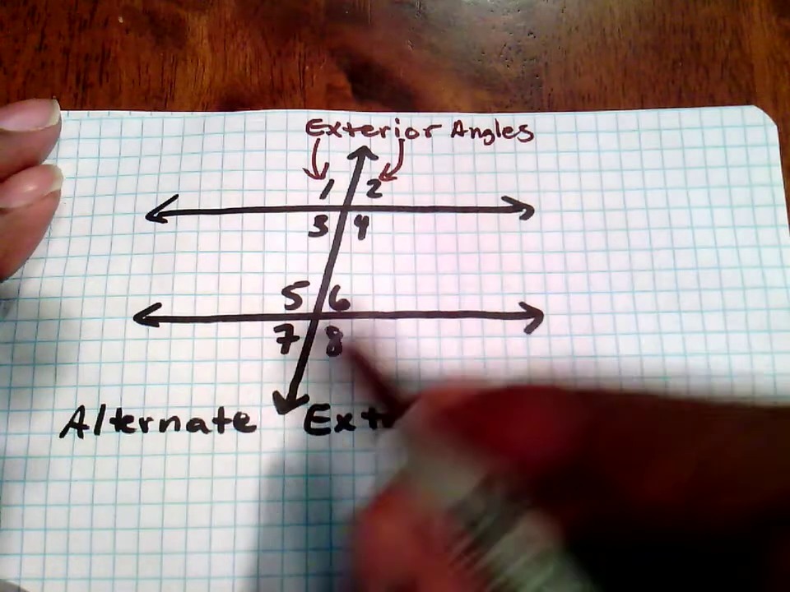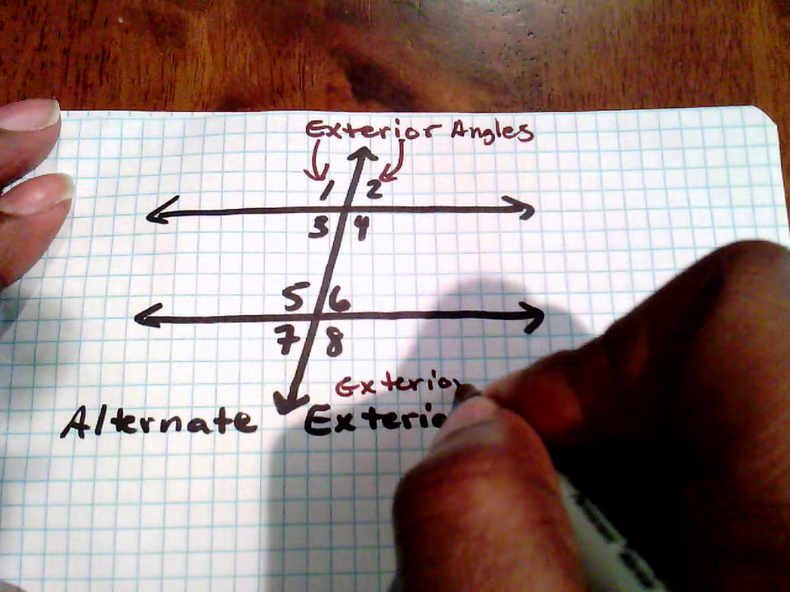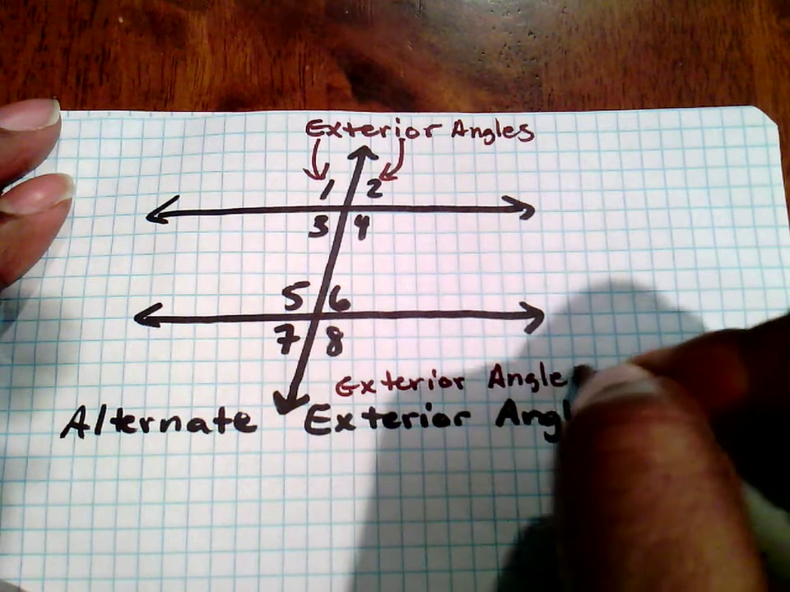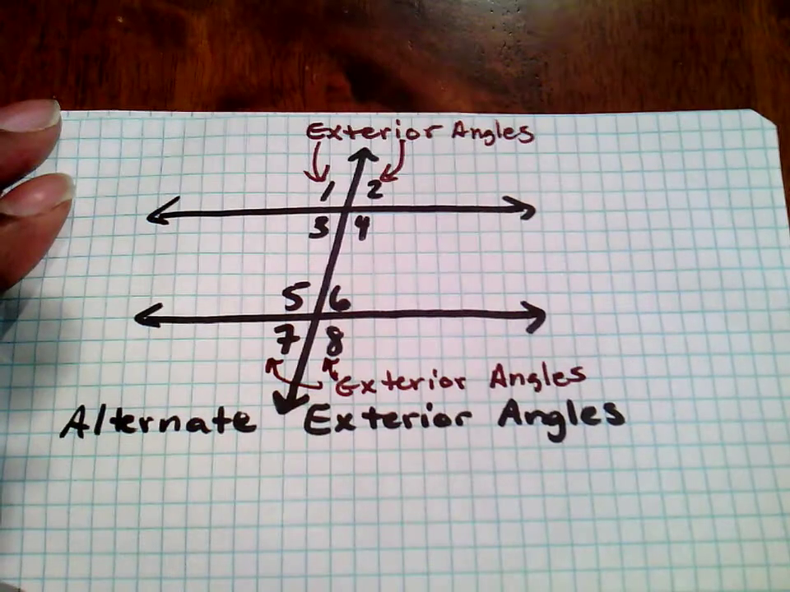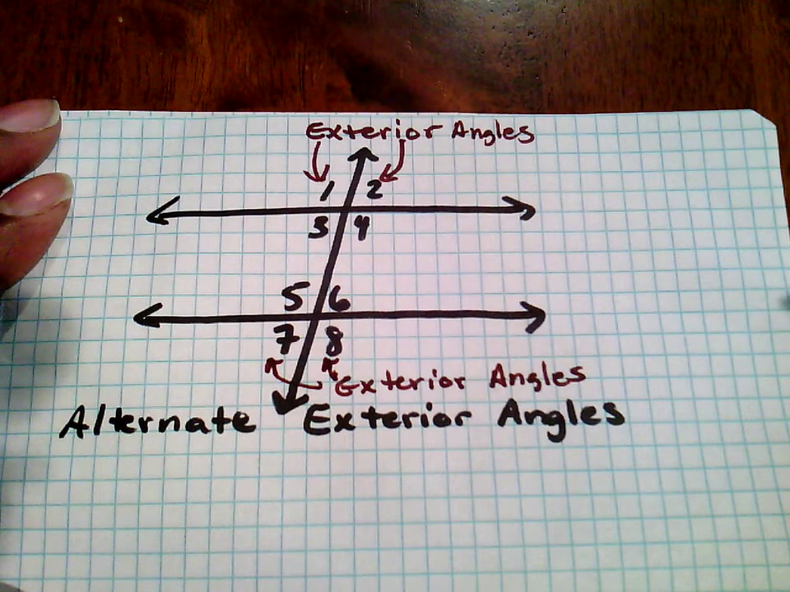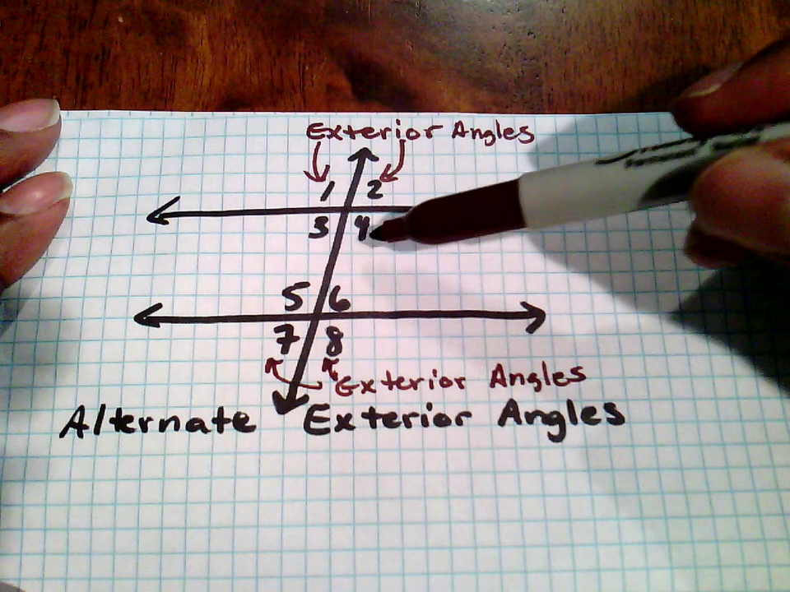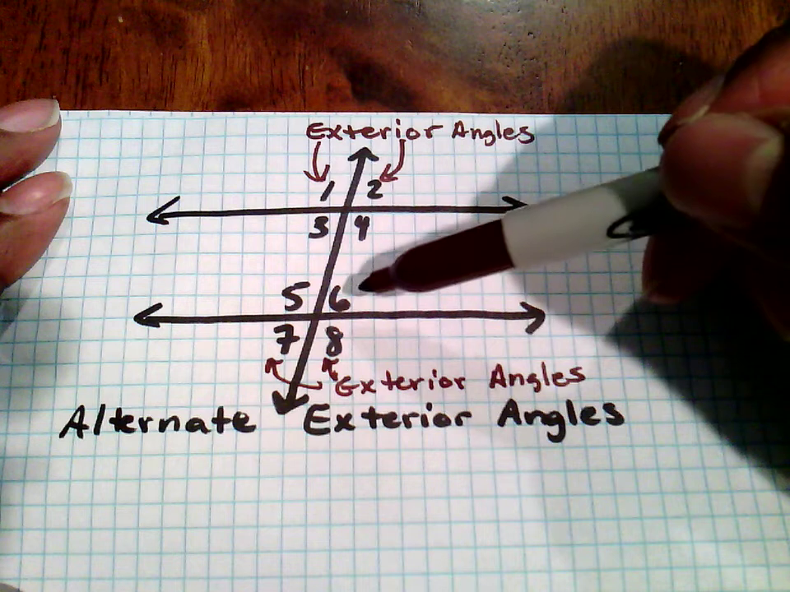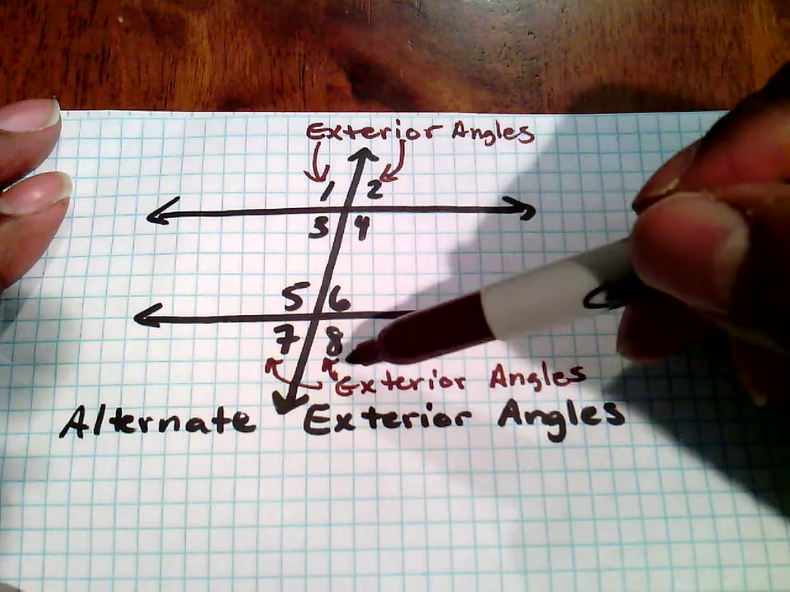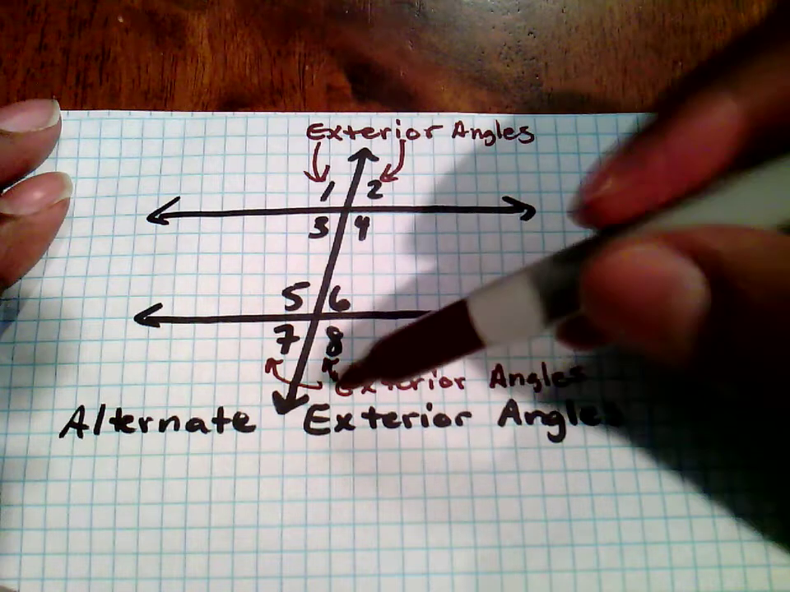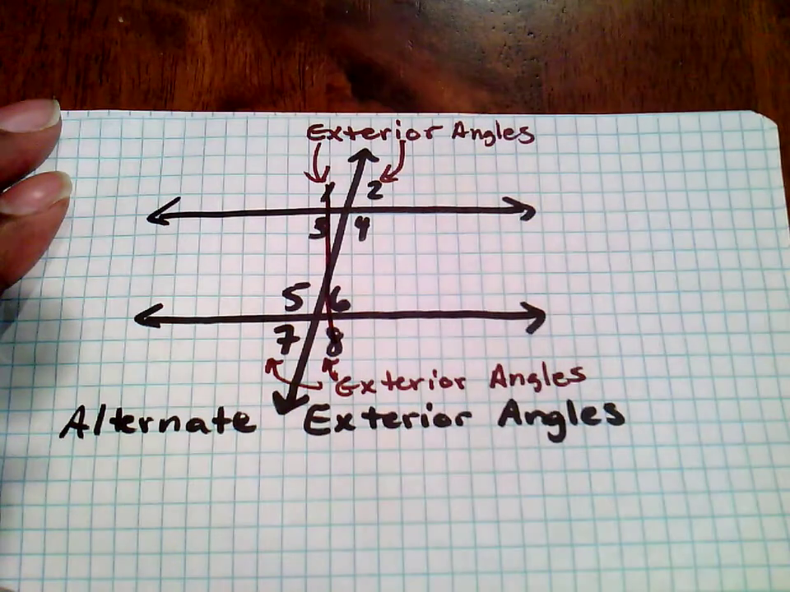And then in the next intersection, the exterior angles here will be 7 and 8. These are exterior angles. And so we look at our alternate exterior angles the same way we do our alternate interior angles. In the same way we look at our alternate interior angles, same way we look at our vertical angles, which will be sitting across from each other on the outside. So here we see angle 1 and angle 8.